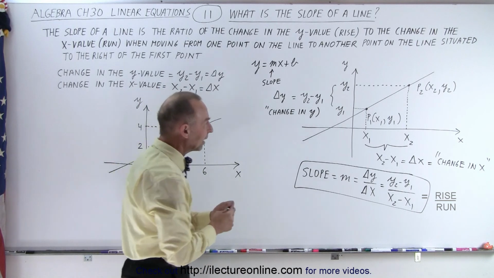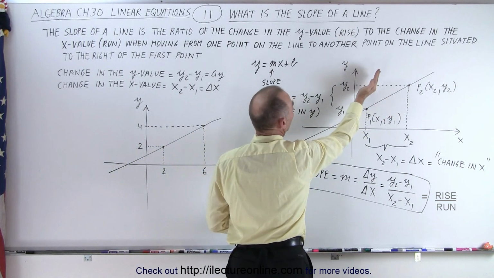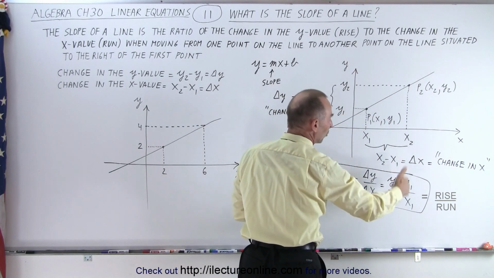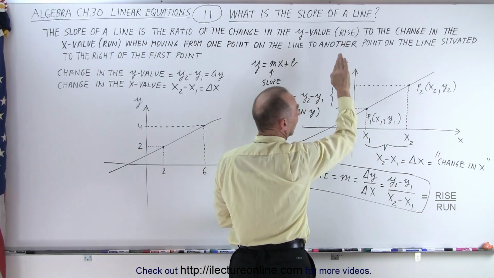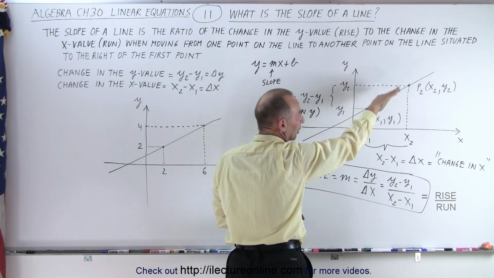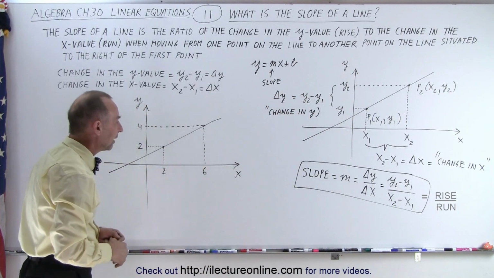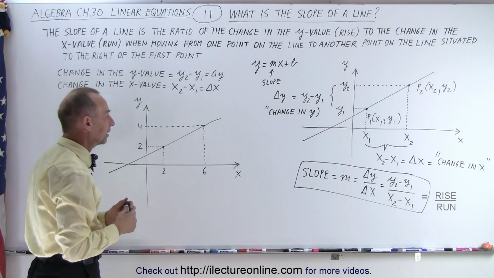Now notice that if the line is steeper, the change in y will be bigger versus the change in x. So that ratio will be bigger when the line is steeper, and the ratio will be smaller when the line is not as steep. And we'll talk about that in some more videos. Let me show you an example of how to calculate the slope.